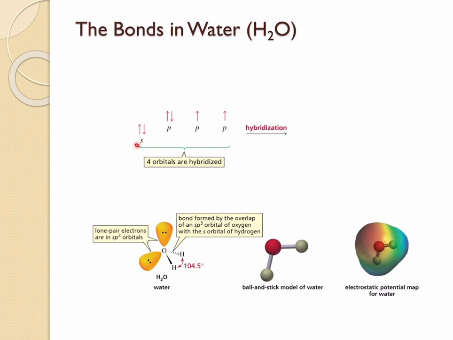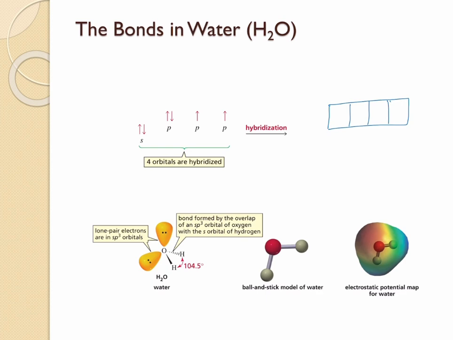So 1 s orbital and 3 p orbitals combine together to form again 4 sp3 hybridized orbitals. So let's draw the 4 sp3 hybridized orbitals, which again are going to be degenerate, meaning that they are going to have exactly the same energy.